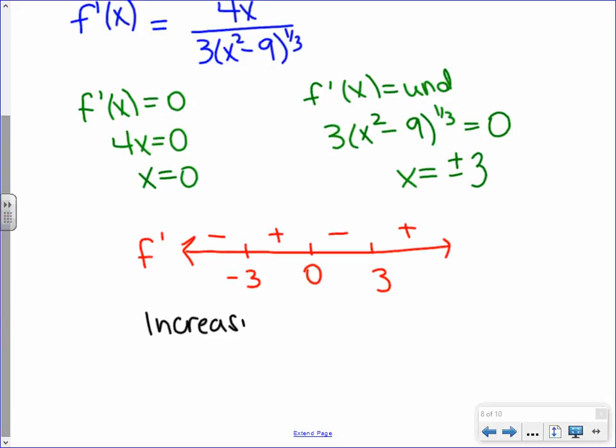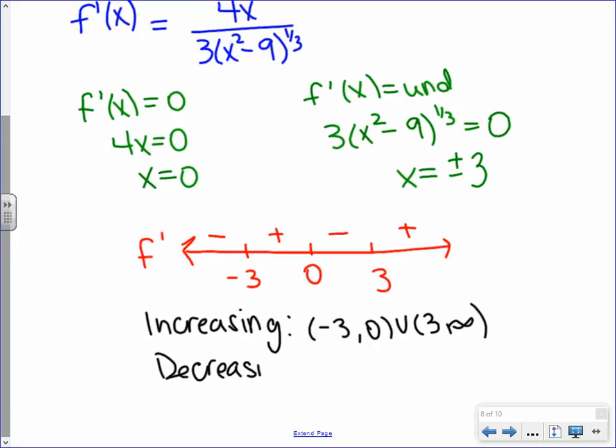Our function is increasing from negative 3 to 0 and 3 to infinity, since that's where our derivative is positive. And we are decreasing from negative infinity to negative 3, and 0 to 3, since that's where our derivative is negative.